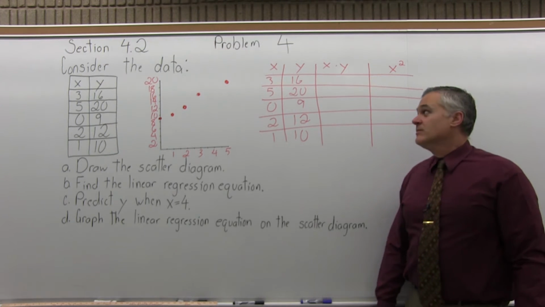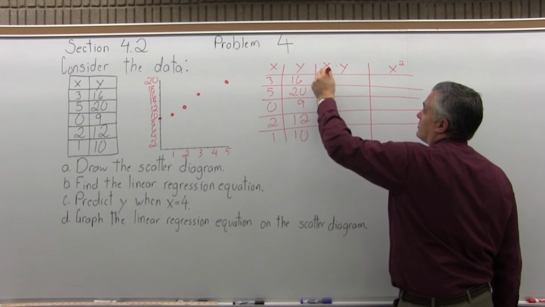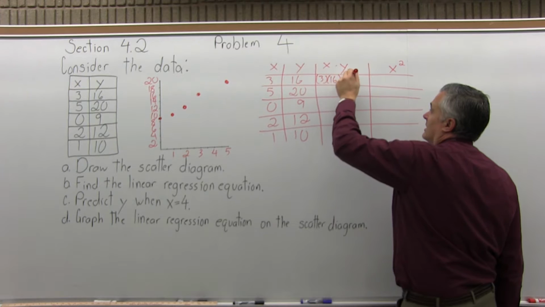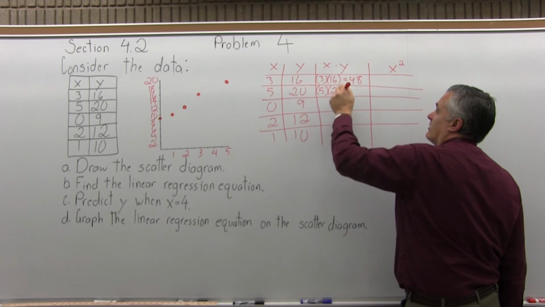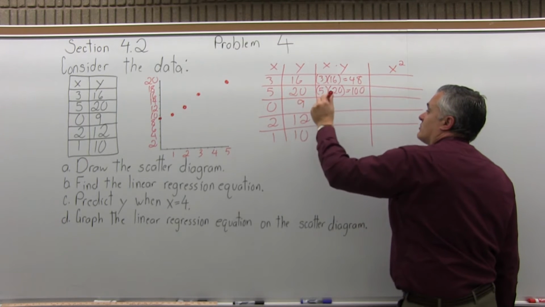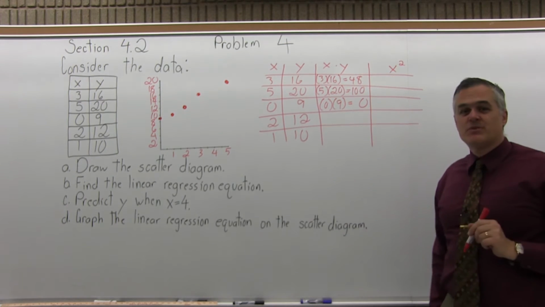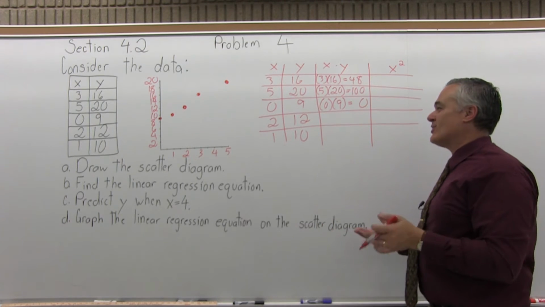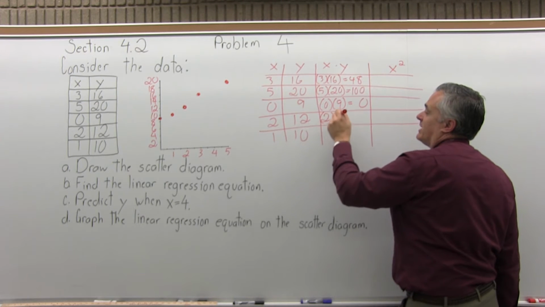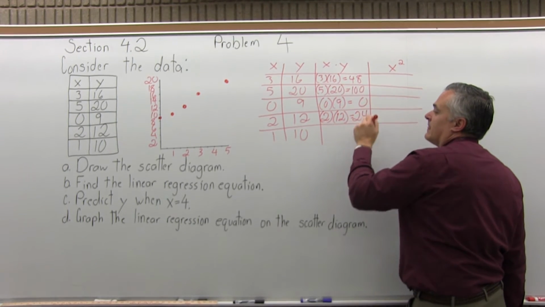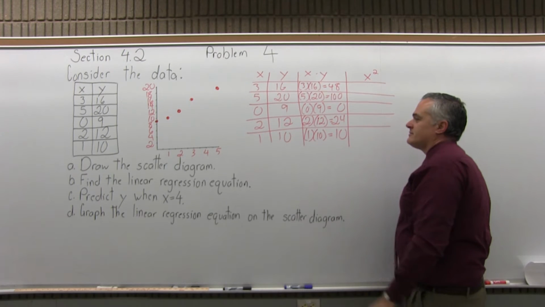Now for each row, multiply x times y. In the top row, x times y will be 3 times 16. That's 48. The next row, x times y, is 5 times 20, which is 100. The next row, x times y, is 0 times 9. Careful, that's 0. You'd be surprised how many people who have tried this problem put 9. Of course, 0 times any number is 0. The next row, x times y, is 2 times 12, which is 24. And in the last row, x times y is 1 times 10, which is 10.